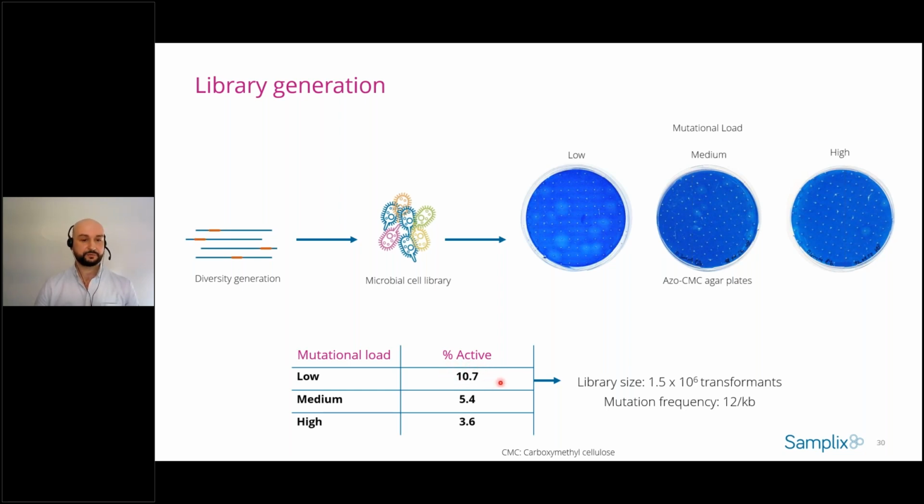10.7% of active fraction. This means that we have 10.7% of cells that express the cellulase, and this we can see on these indicator agar plates. The active cells, the active colonies, form a halo on the agar plate, which is mixed with a substrate. So the library size was 1.5 million transformants, and with this we continued.